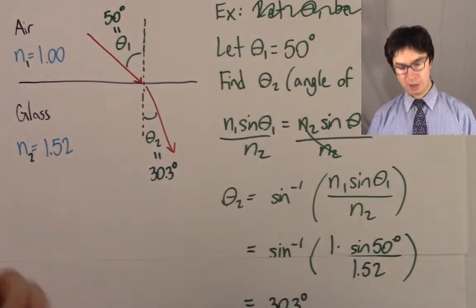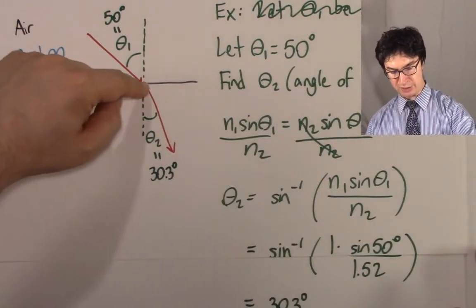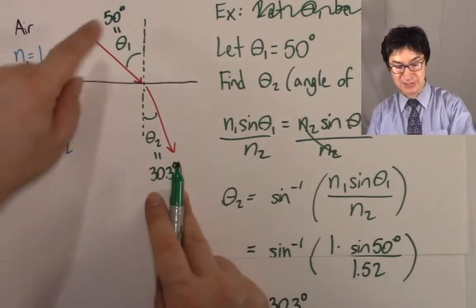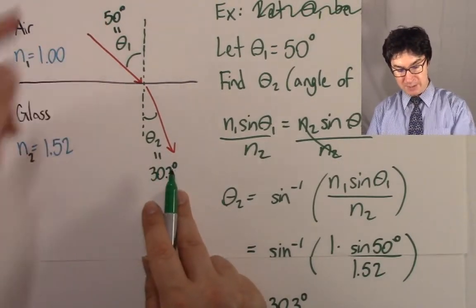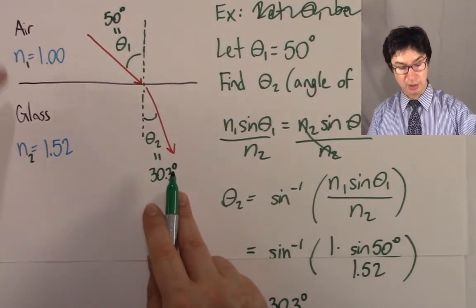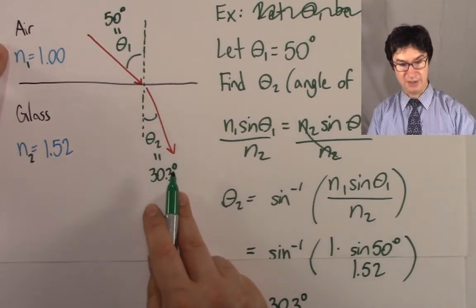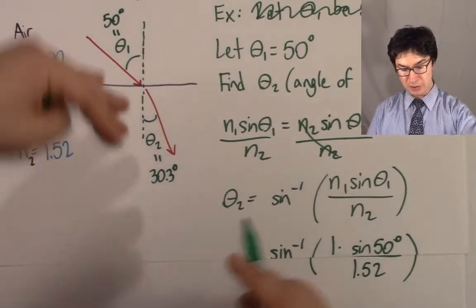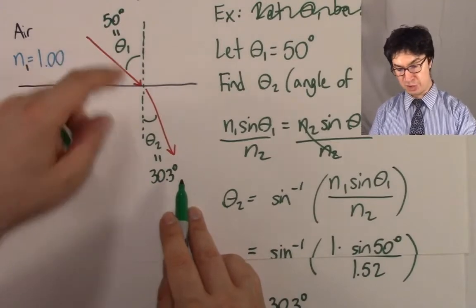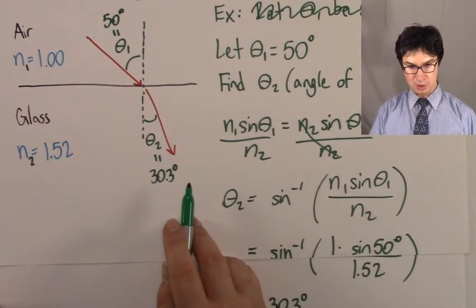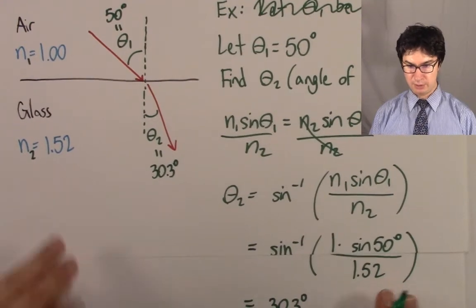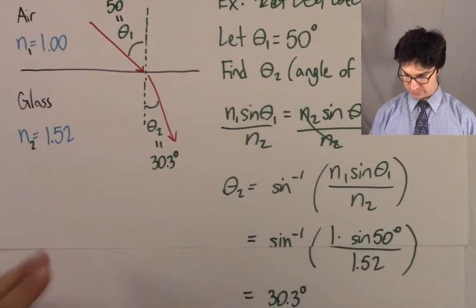You see how we argued that the light ray was going to bend toward the normal? We knew that this angle theta 2 was going to be less than the incident angle because this index of refraction, the second one, was bigger than the first one. N2 was bigger than N1. Okay? So we knew that it was going to bend toward the normal, and you can see that 30.3 degrees is in fact less than 50 degrees, so that checks out. All right, fantastic. So we were able to solve that problem, no problem whatsoever.